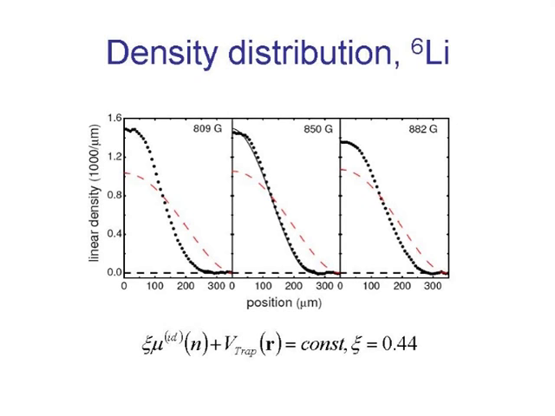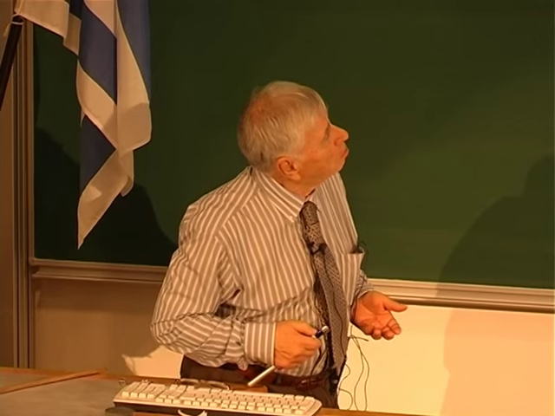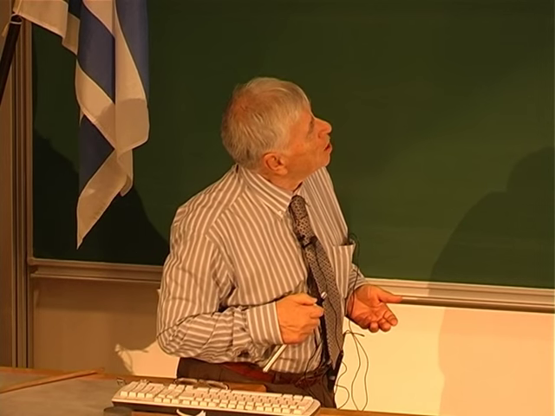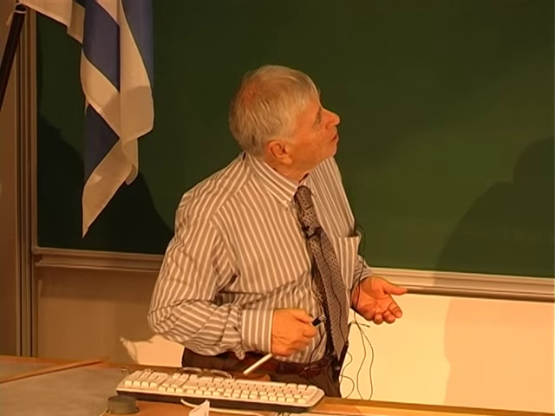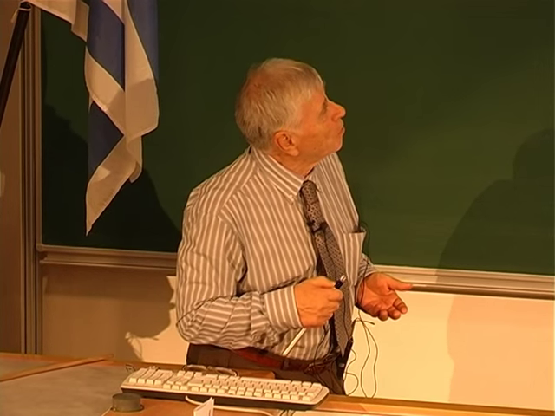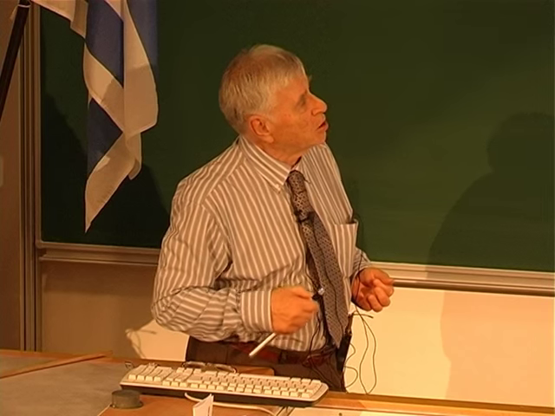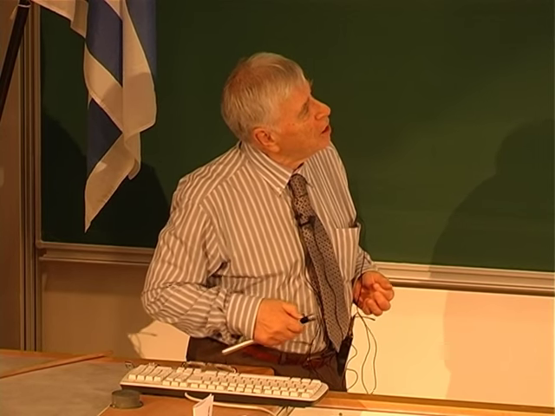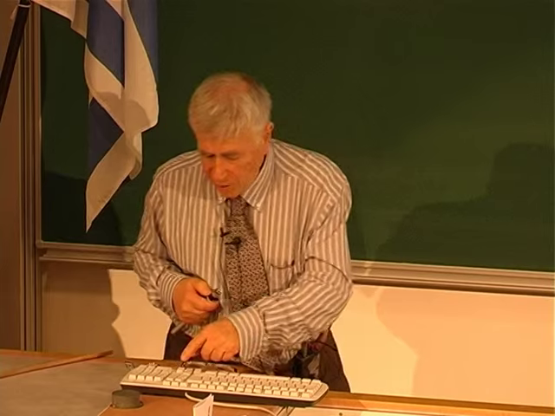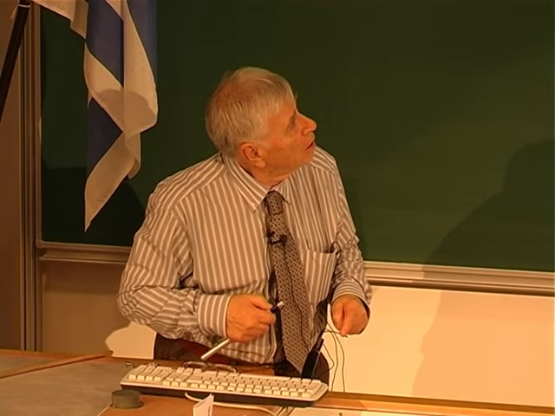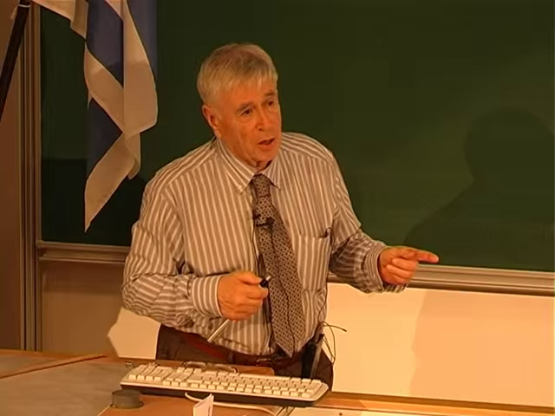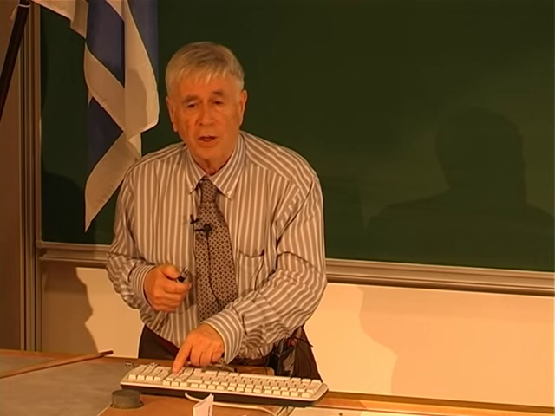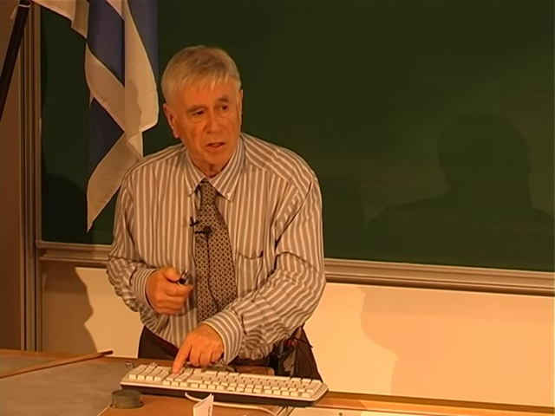You must take the chemical potential plus the trap potential, and that is constant. And you can see that this is experimental data which fits the research to obtain this parameter psi, and we obtain 0.44, which corresponds to the Monte Carlo calculation with very good accuracy. I don't know which accuracy is better. I believe that maybe the experimental accuracy is better.